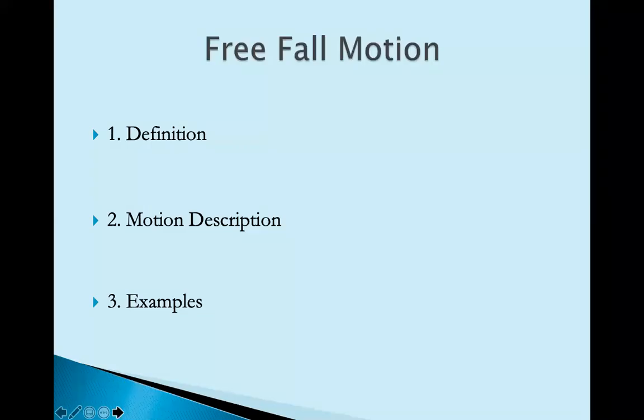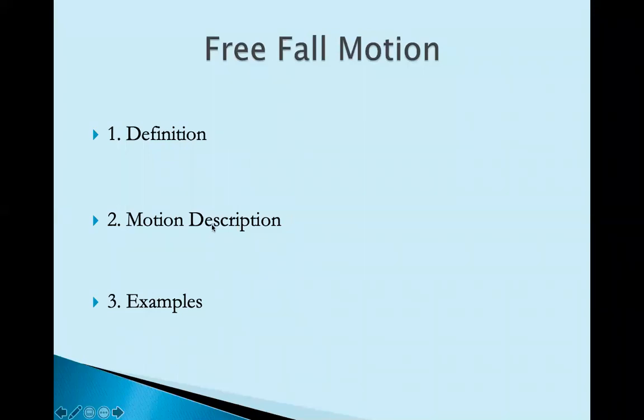In summary, we learned free fall motion. First, free fall motion is a special type of motion with a constant acceleration. This is when the motion is along the vertical direction, and also it's going straight up or down, and the acceleration is the gravitational acceleration. Motion description: we still use displacement, velocity, acceleration to describe the motion. And there are 5 properties that characterize a free fall motion.